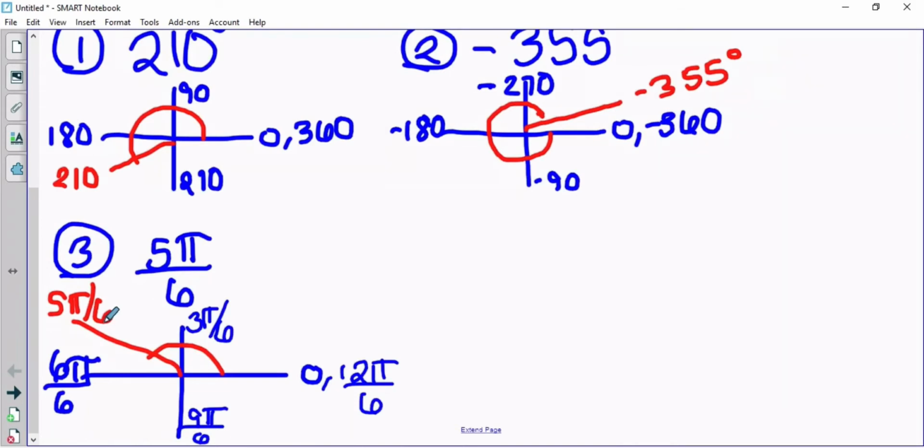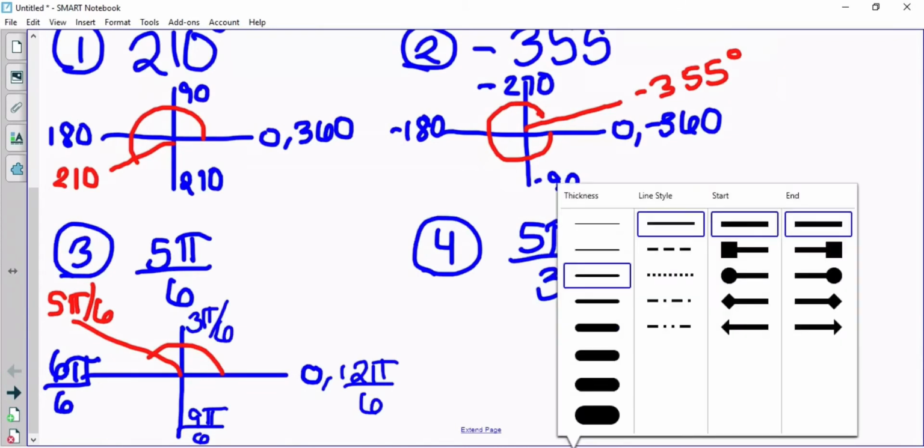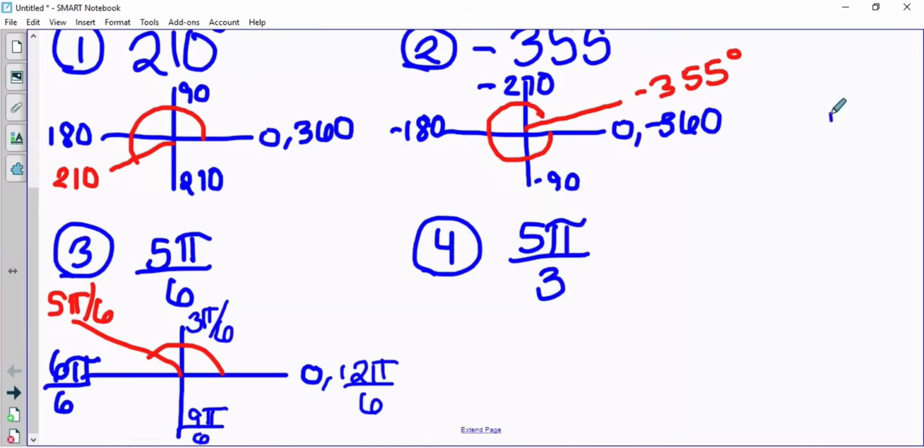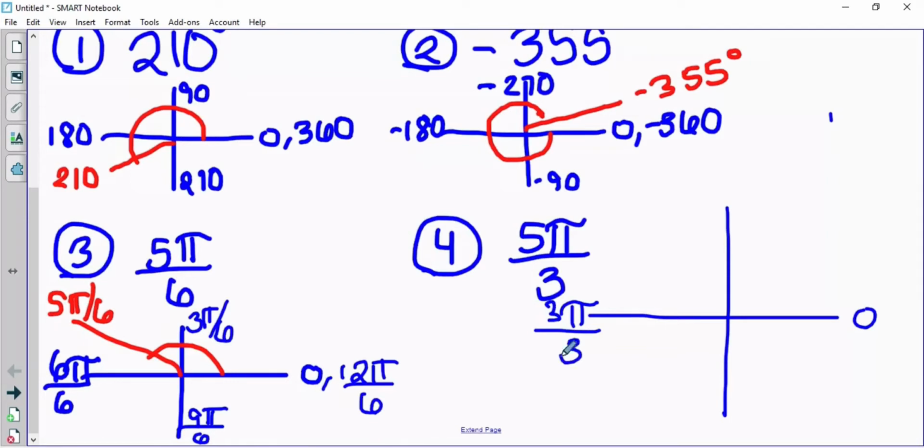All right, let's draw another one in radians, number 4. Let's draw 5 pi over 3. Okay, so we always start off the same way. We're going to draw our XY axis. Here's 0. Around to here is pi, but because the angle I gave you was 5 pi over 3, instead of pi, let's call it 3 pi over 3.